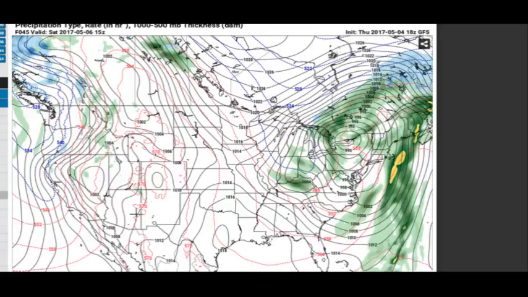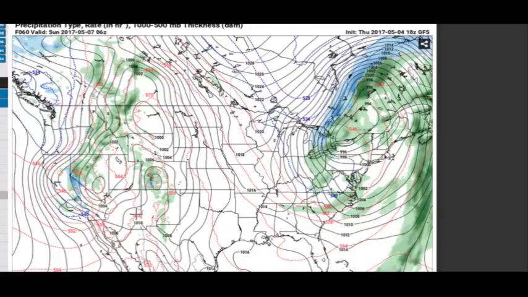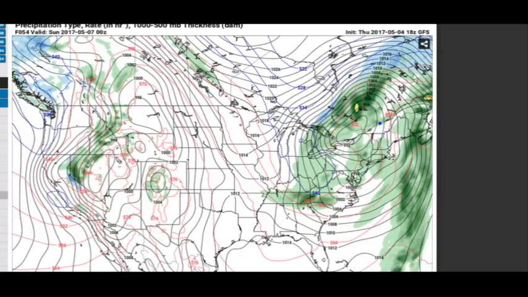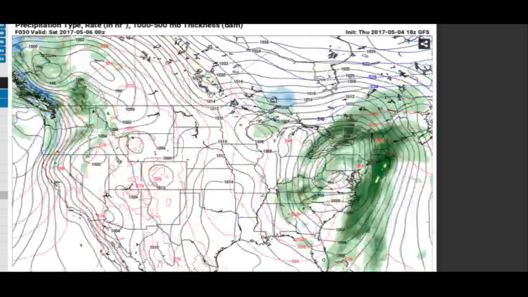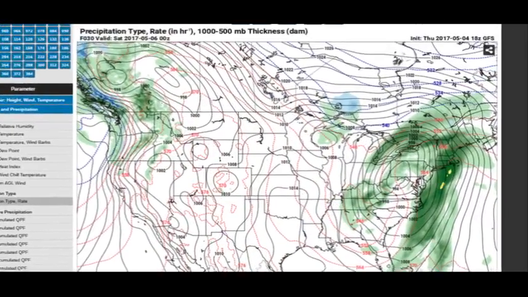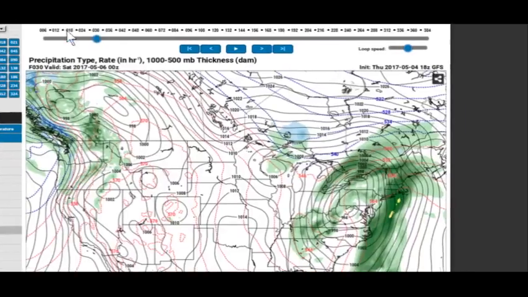Then we get into the weekend. For Saturday, most of the bad weather is up in Quebec and northern New England. We get a little bit of cold core action here in Ohio, West Virginia, Kentucky. So probably some showers, especially out along the higher terrain of the Appalachians there. Pretty quiet in the central U.S. and out west. Here comes the next system.